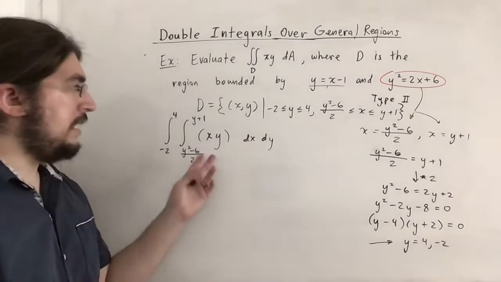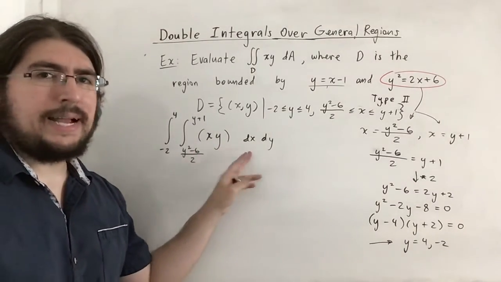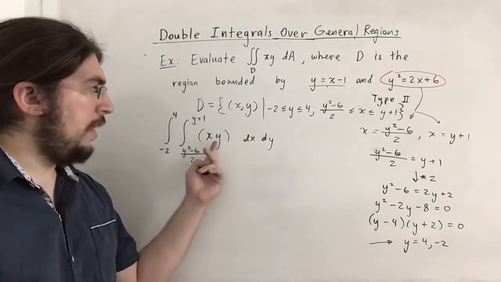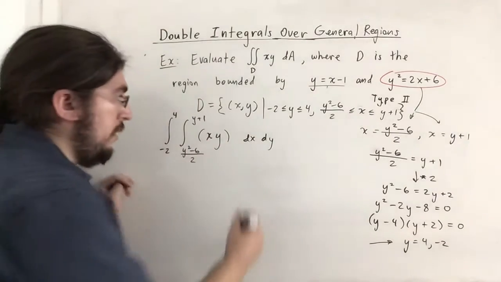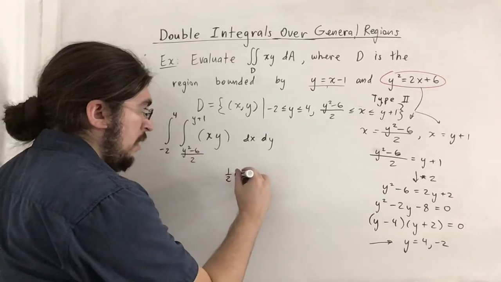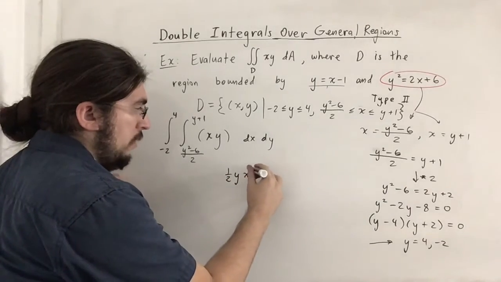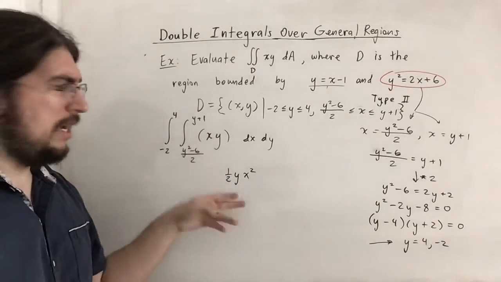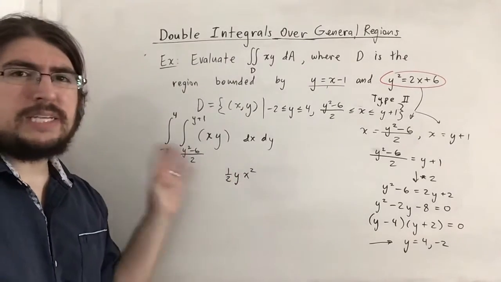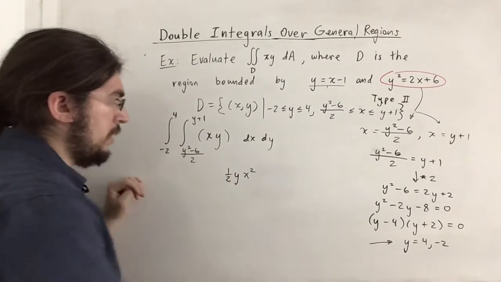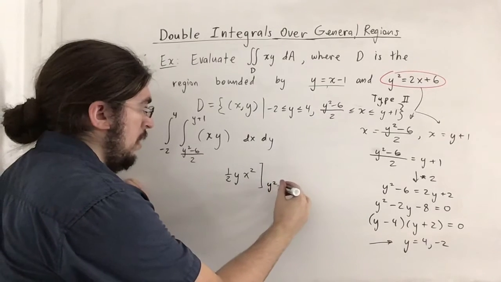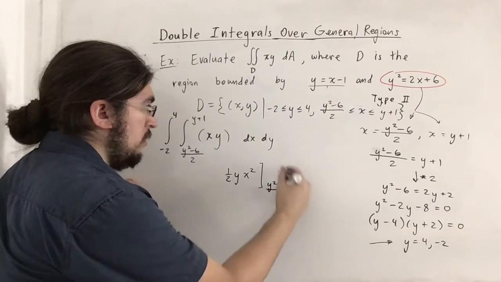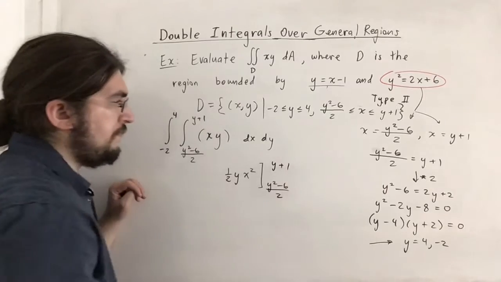Great. So now what is the antiderivative of xy with respect to x? Well, with respect to x, y is a constant. So the antiderivative of x would be 1/2 x squared. So this is going to be 1/2 y x squared. You can think of it like that, because y is a constant, it comes out for free. I rearranged the order, but the order doesn't matter in multiplication. We're going to evaluate this between the x limits y squared minus 6 over 2 and y plus 1.